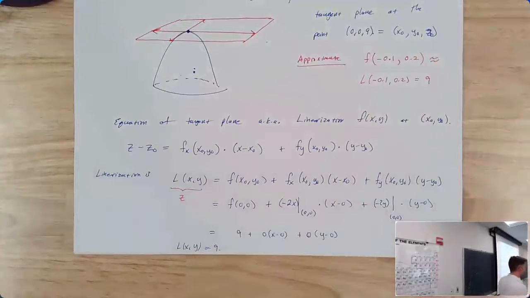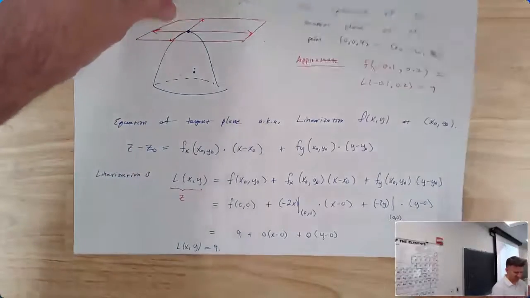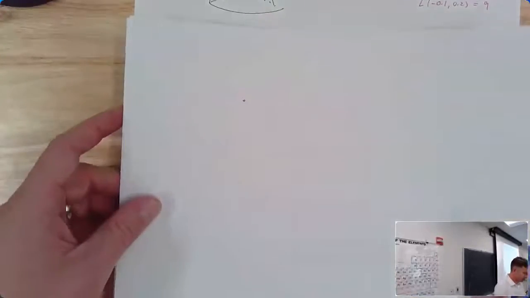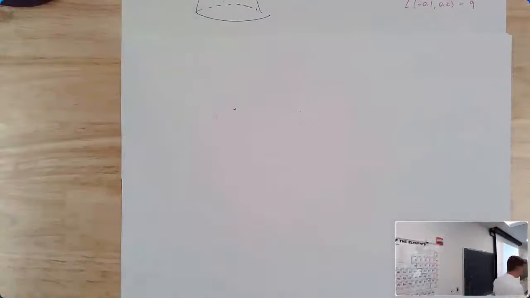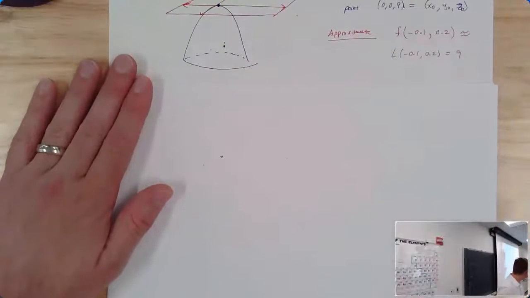That's not an exciting example. Let's change it up a little bit. Let's look at the same function, but instead at a different point. Actually, let's look at a different function. That one's not very exciting. So, moving on to a more interesting example.